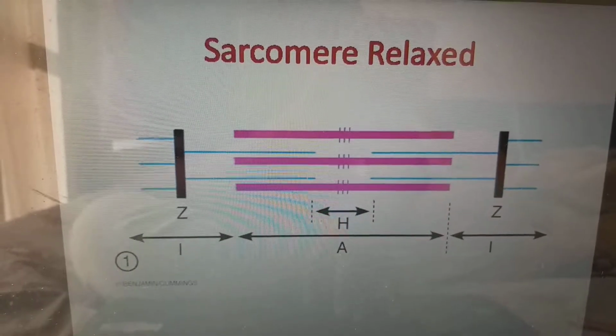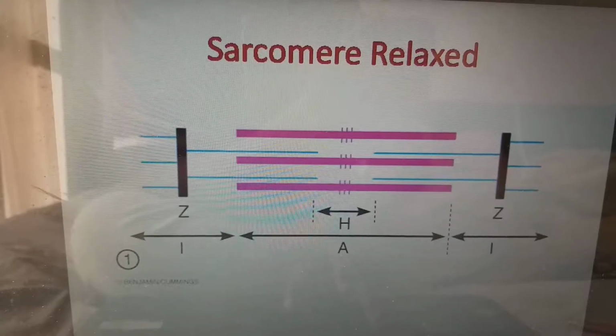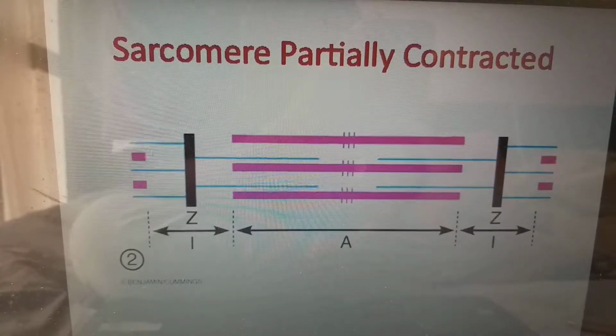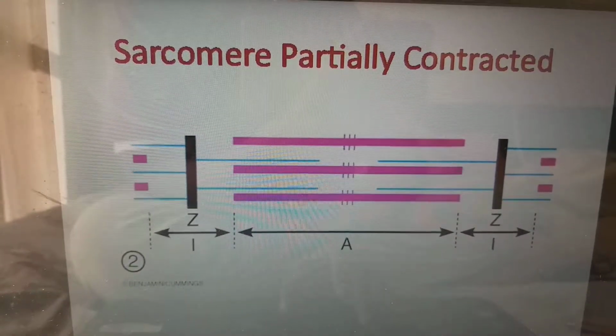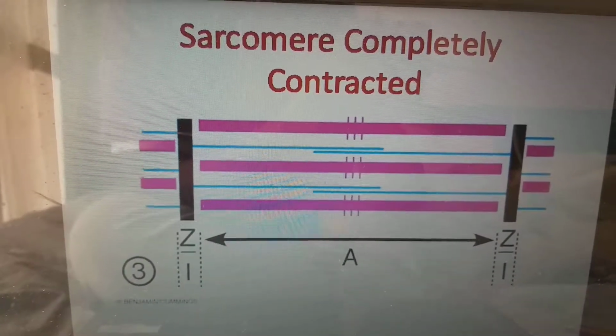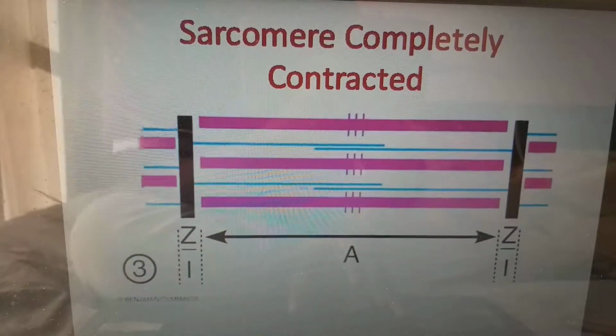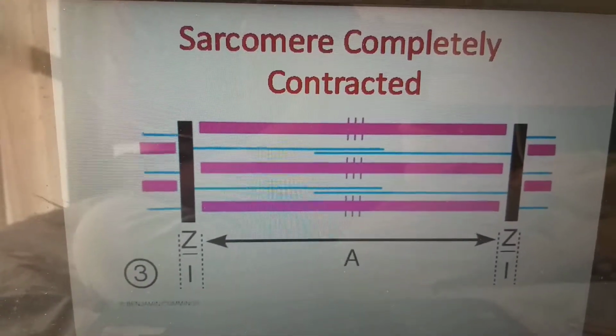So this is the state when the sarcomere is relaxed. This is the picture, everything is normal. And this is the partially contracted state. And next, the sarcomere when it is completely contracted. There is no I band and H zone. So this is all about the sliding filament theory.